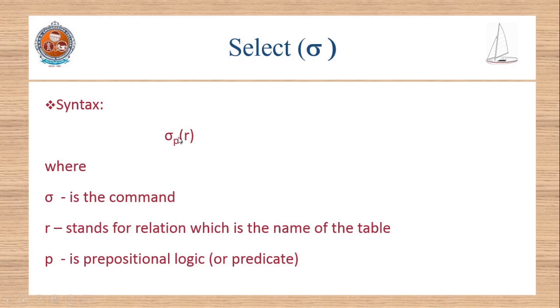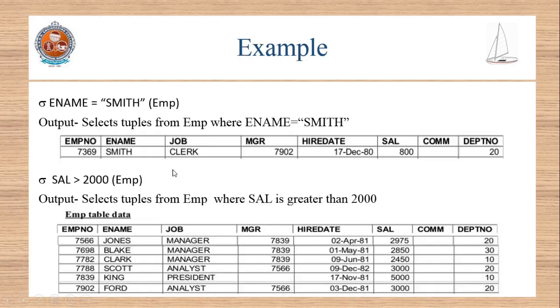P is the predicate or the propositional logic, and R is the name of the relation on which this logic must be satisfied, and all the tuples which are satisfying this predicate or propositional logic from this relation will be given as output.